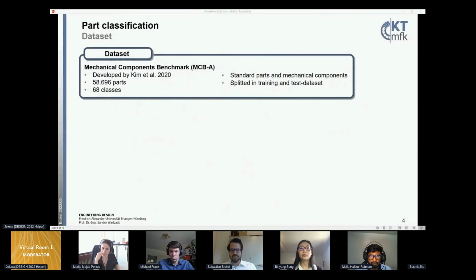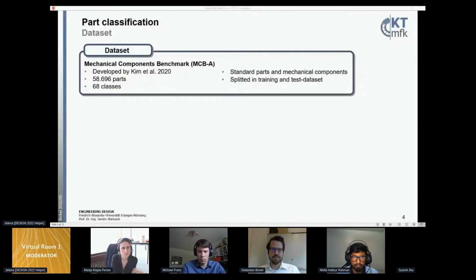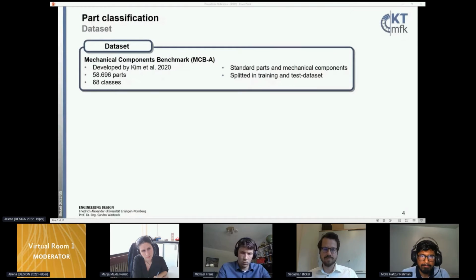Before presenting the classification results, a short description of the dataset is necessary. It is called the Mechanical Components Benchmark and was developed and published by Kim et al. in 2020. For this comparison, the MCB A dataset was applied, which consists of nearly 60,000 parts sorted in 68 classes. The parts are aggregated from TraceParts, 3D Warehouse, or GrabCAD. The components in the dataset are mainly standard parts or components from the mechanical engineering domain.